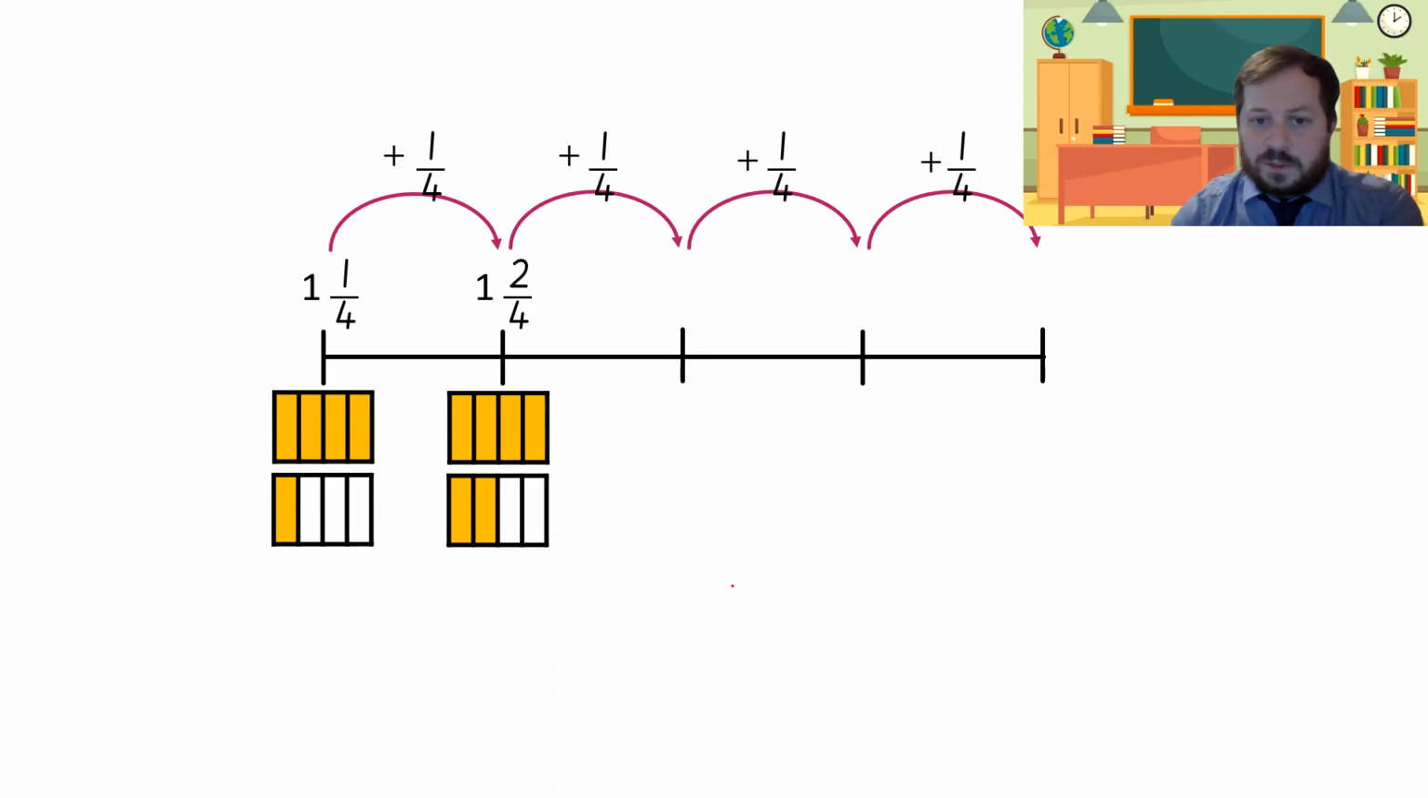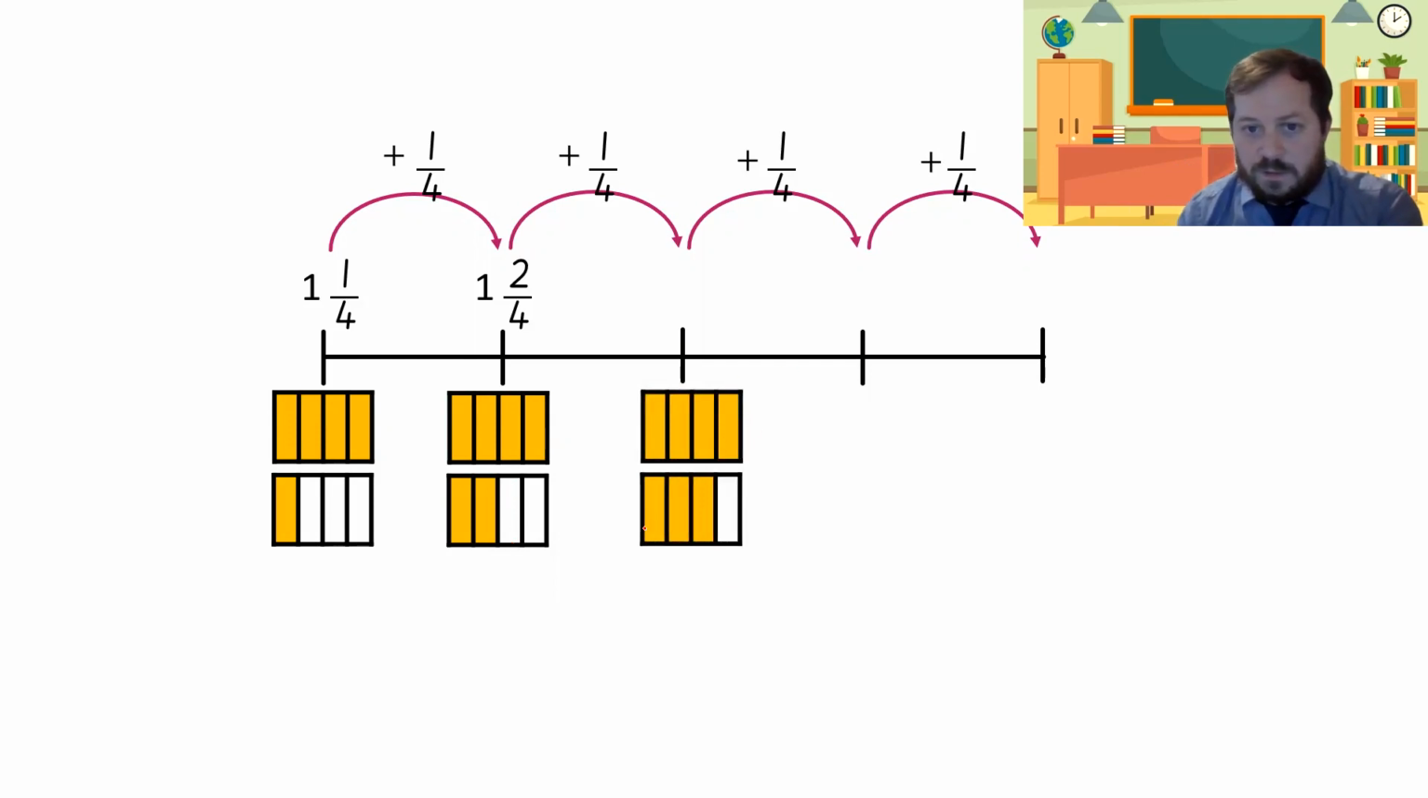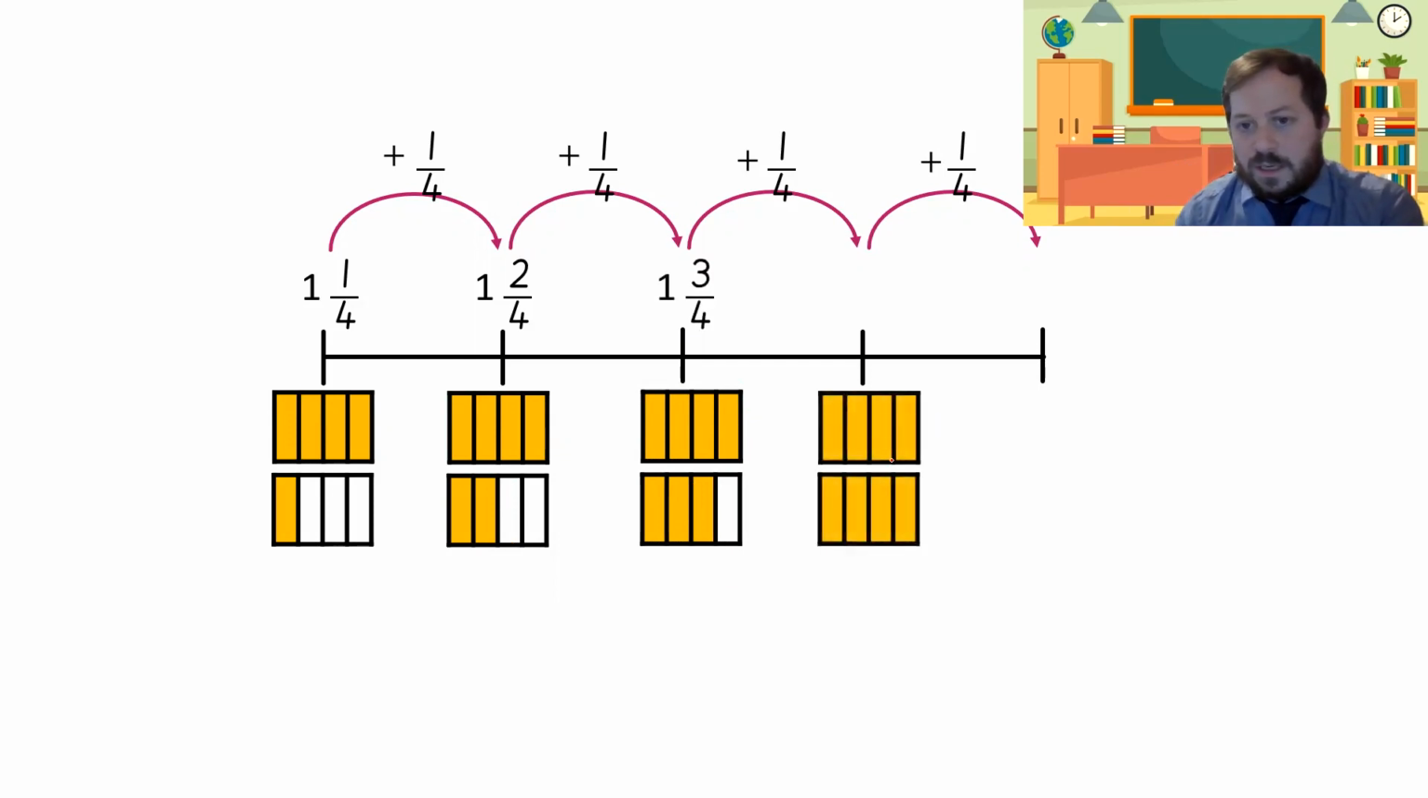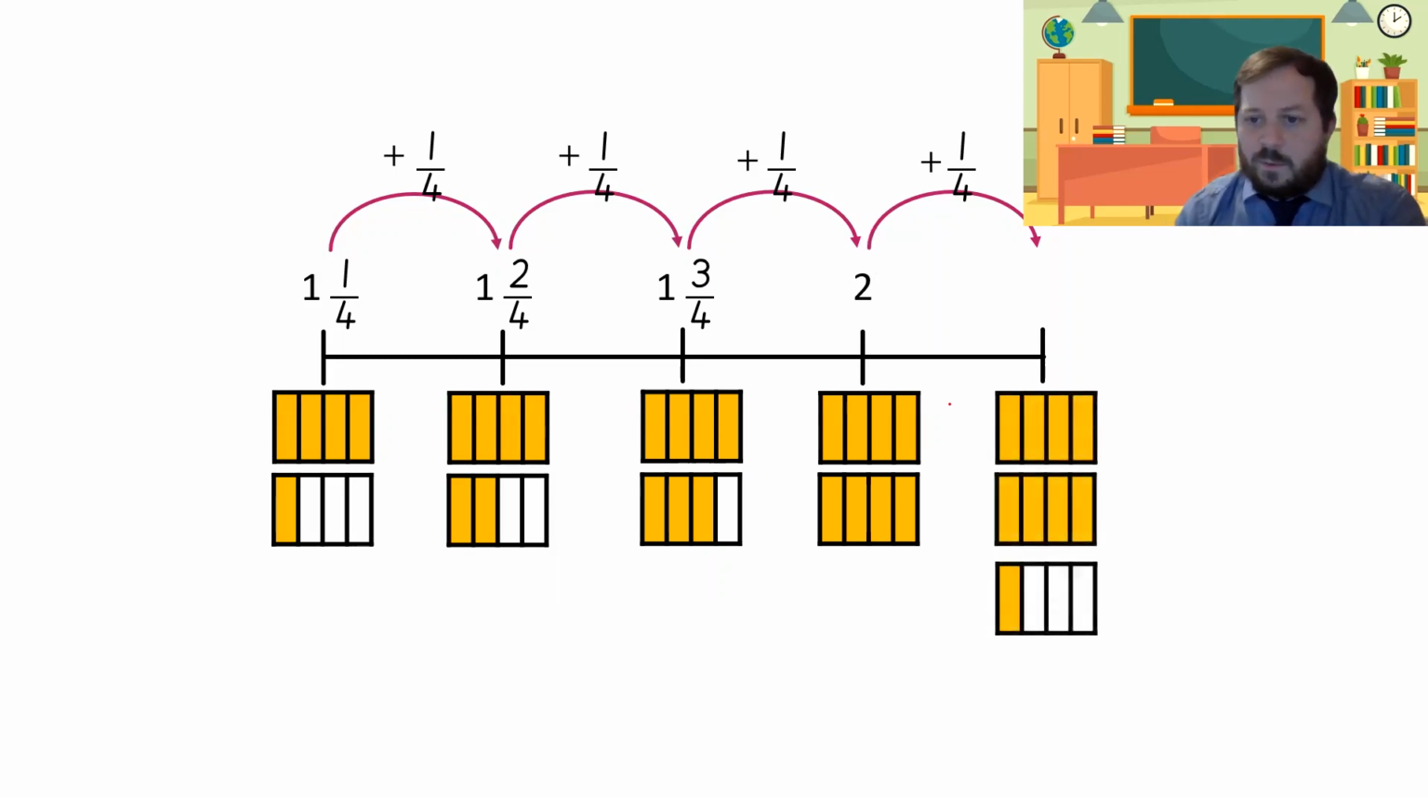So 1 and 2 quarters, I add another quarter on, so I can just colour that one in. And I get 1, full 1, and 3 quarters. The next one, I can colour in the next one, and that gives me all of them. So it'd be 1, full 1, and 4 quarters, or we know that 4 quarters is the same as 1, so altogether that's 2 whole ones. And then our final one, we add another quarter on. We have to start a new bar, add the quarter in, and we get 2 and a quarter. And you can see our relationship between them.